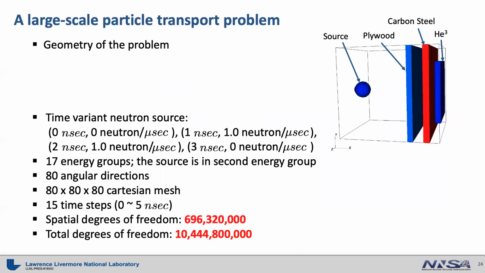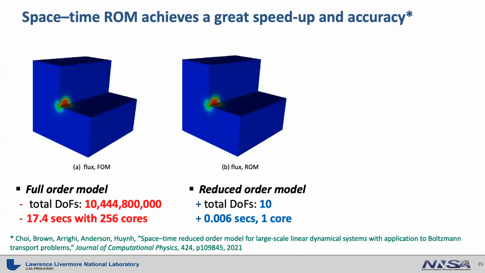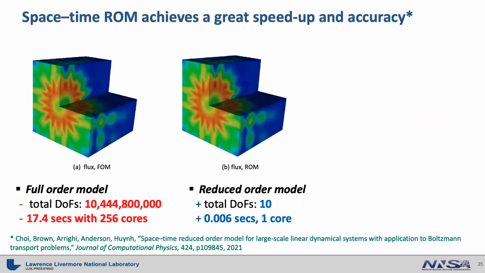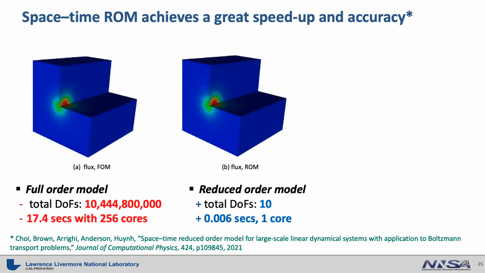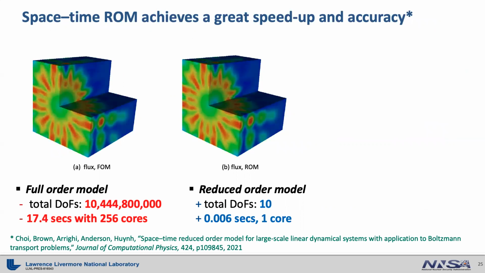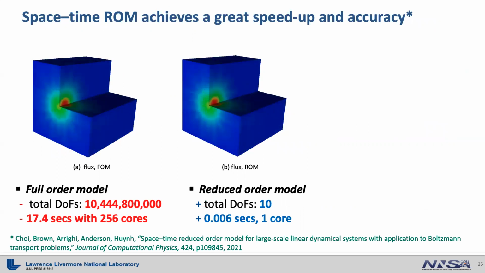We have applied the space-time reduced order model to a large-scale particle transport problem, whose problem size is around 10 billion, both in space and time domain. We were able to reduce that 10 billion degrees of freedom to only 10 and still get pretty much the same physics response, as shown in the movie.